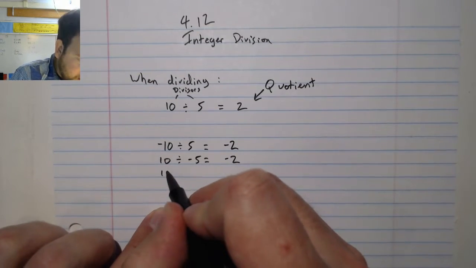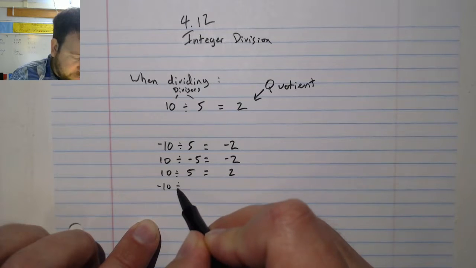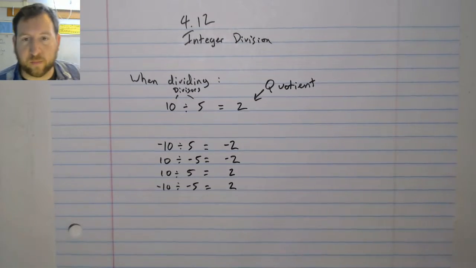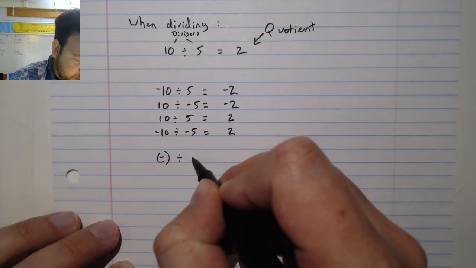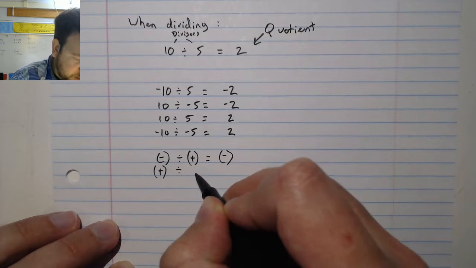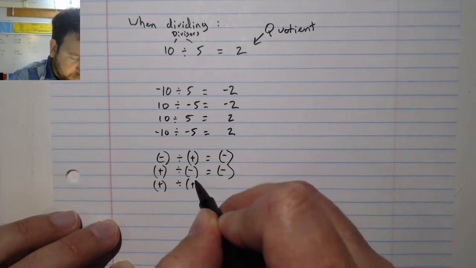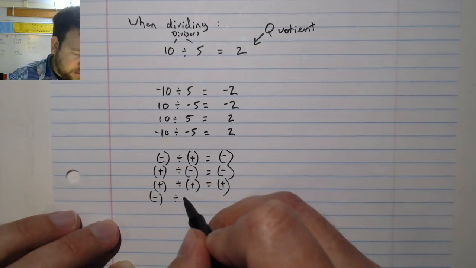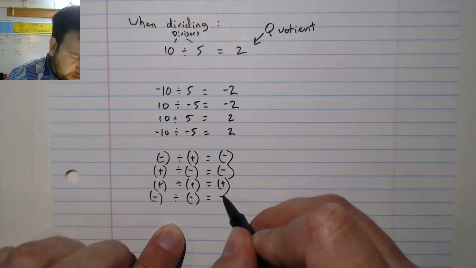Again, if I have 10 divided by 5, I'm going to end up with a positive 2. And finally, a negative 10 divided by a negative 5 is the same as when we are multiplying, and we end up with a positive 2. So again, if you would write those rules out for me, a negative divided by a positive equals a negative. A positive divided by a negative equals a negative. A positive divided by a positive equals a positive. And the two negatives kind of negate themselves, and we end up with a positive.